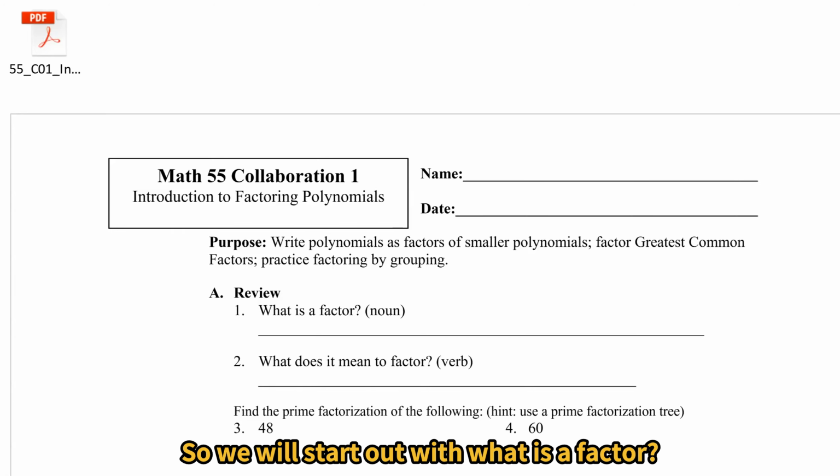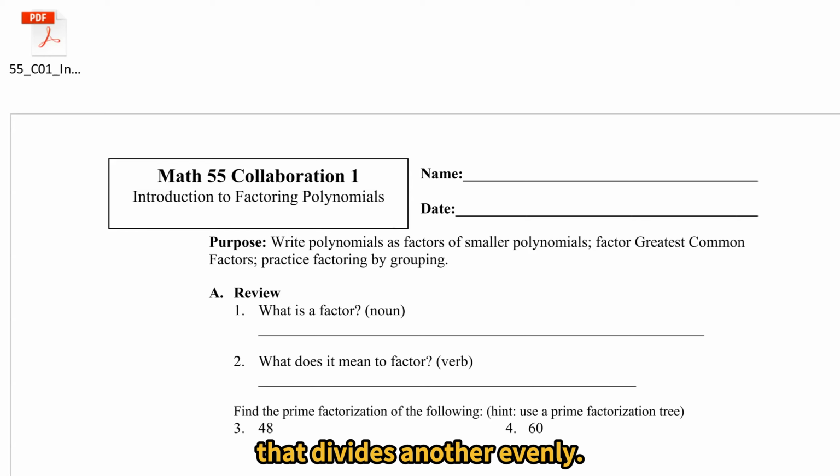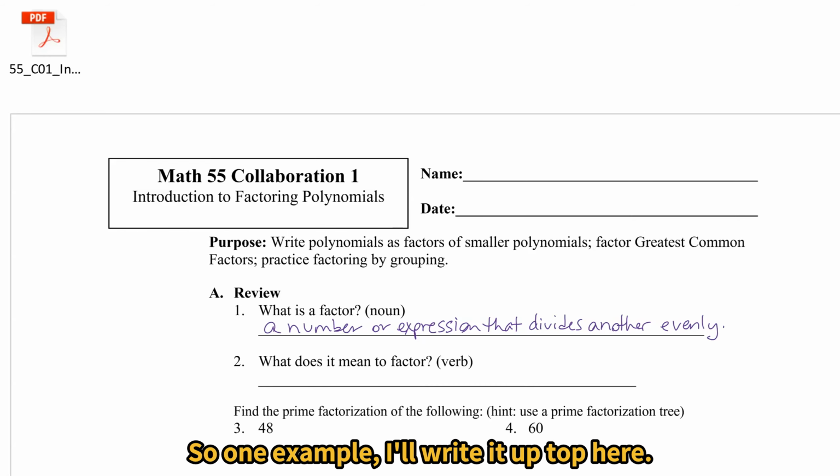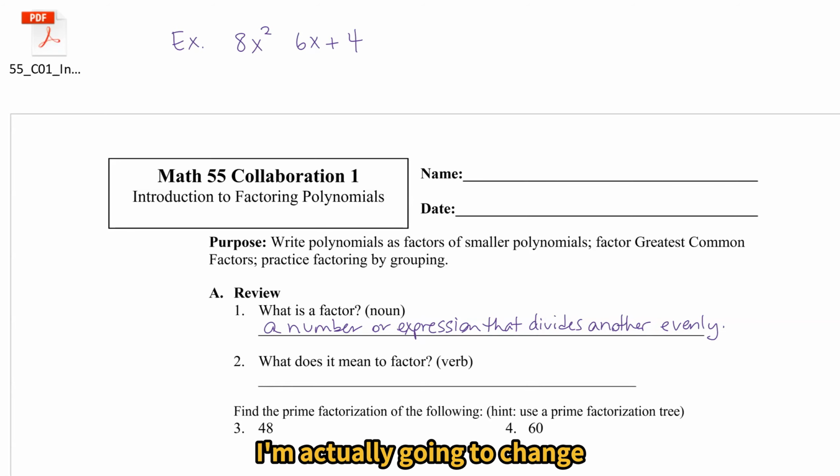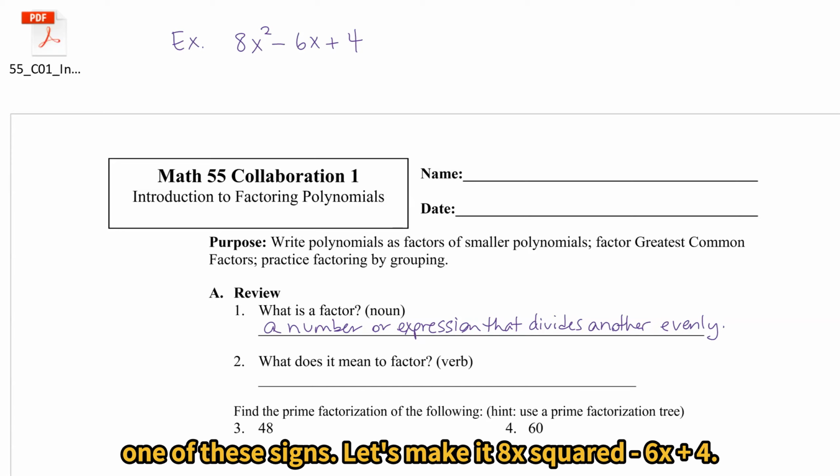So we will start out with, what is a factor? Well, a factor is a number or expression that divides another evenly. So one example, I'll write it up top here. Here I have a polynomial, 8x squared plus 6x plus 4. And I'm actually going to change one of these signs. Let's make it 8x squared minus 6x plus 4.